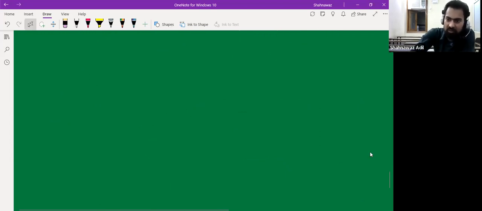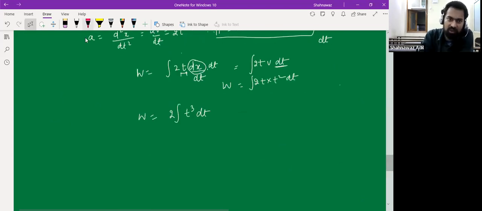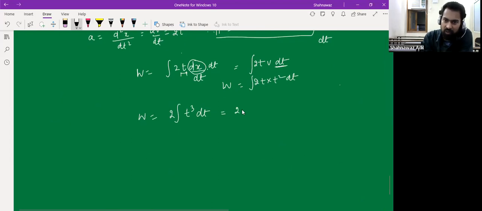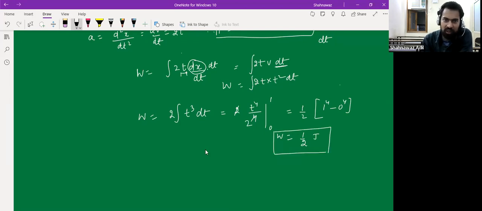So your limit is given, and now we can calculate the integral, right? So this will be 2 and t⁴ by 4, with the limit 0 to 1. This 2 and 4 cancel, so we can take 1 by 2 outside. So this will be 1⁴ minus 0⁴, which is 1, so this becomes half. So half joules, right, guys? Am I correct?